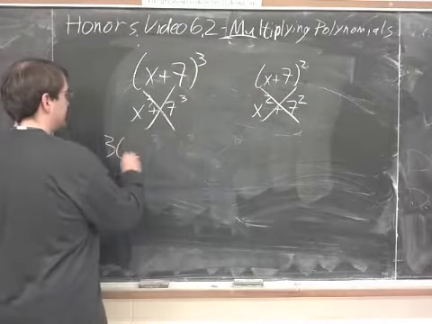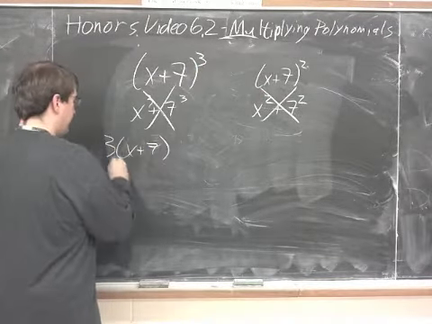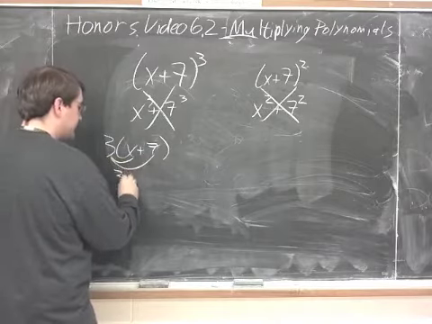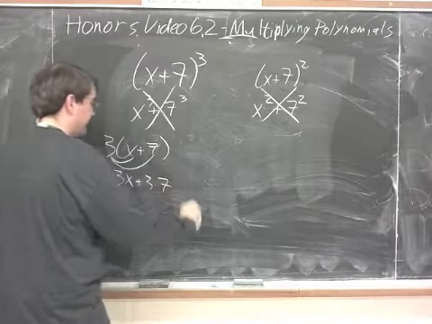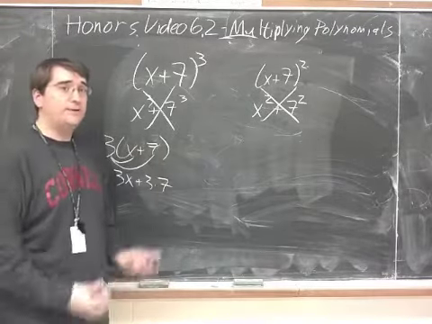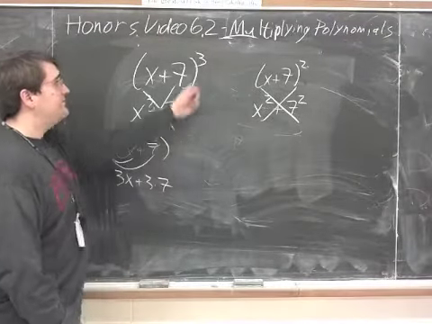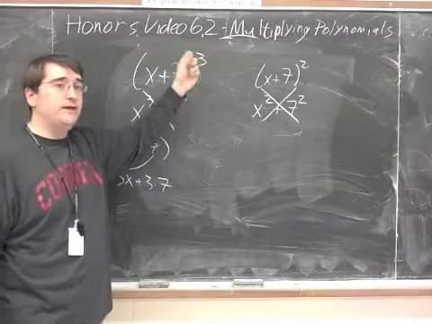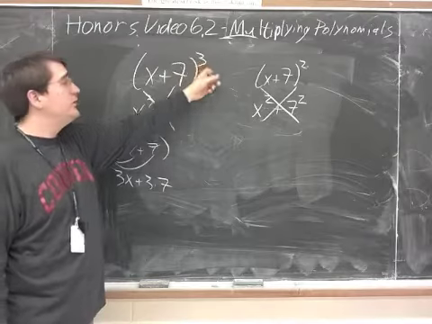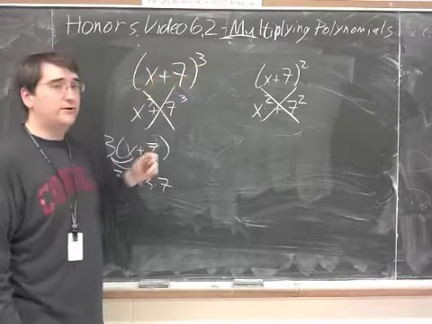If it's outside, then yes, as we just discussed, you do 3 times x and 3 times 7. That's fine. That's what the distributive property says. But this is not a coefficient. This is not distributing. We are not distributing that power.